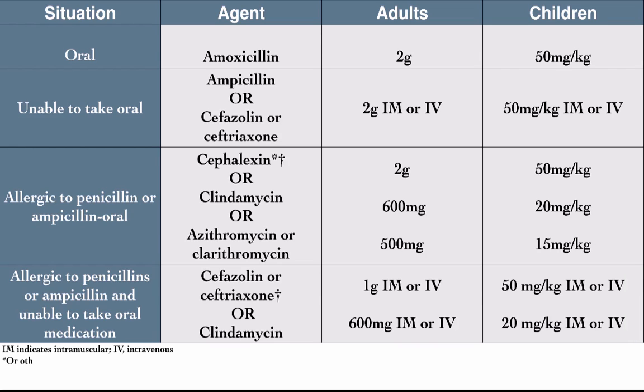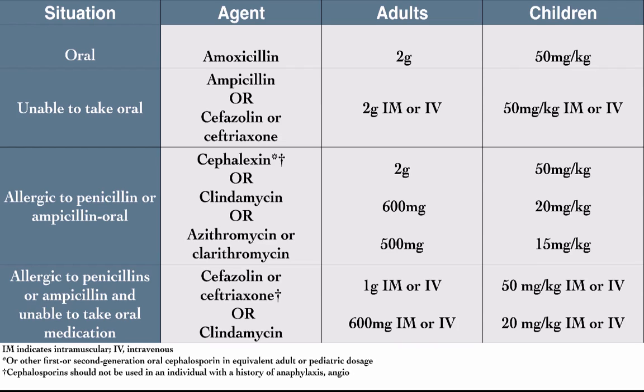Allergic to penicillins or ampicillin and unable to take oral medication: ceftriaxone 1 g IM or IV adults and 50 mg per kilogram IM or IV children. Or clindamycin 600 mg IM or IV adults and 20 mg per kilogram IM or IV children.